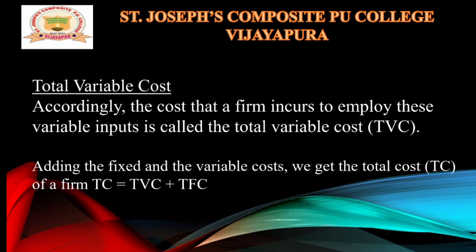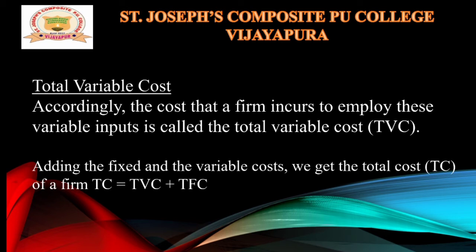Fixed cost means fixed inputs. Here it is the cost incurred by the firm for the variable inputs that is called TVC. Adding the fixed and variable cost, we obtain the total cost. So adding TFC and TVC, we get the total cost, TC. We can write TC is equal to TVC plus TFC.